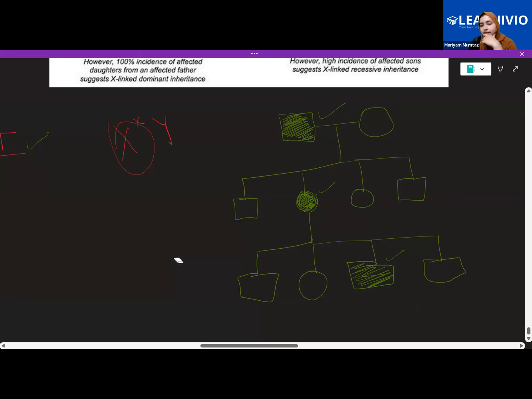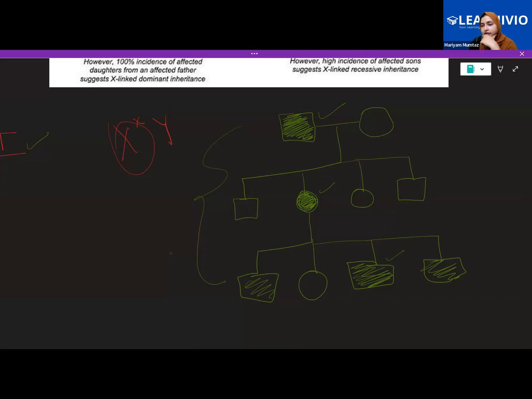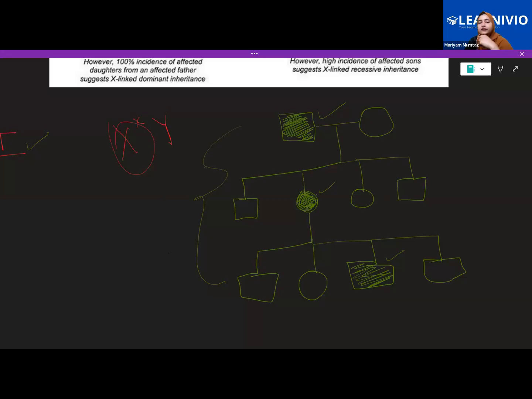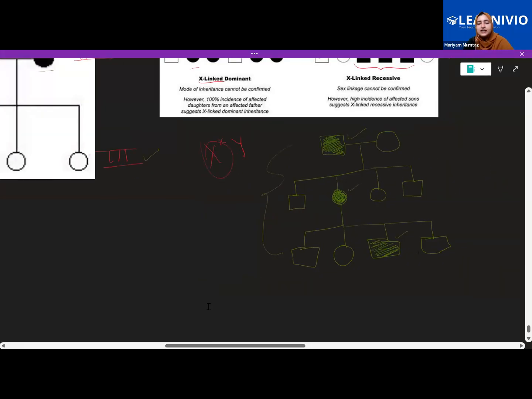Clear? Either you will check this crisscross inheritance, or you will check whether all the males are affected, then also it would be X-linked. Both the cases. Okay? Any doubts? No doubts. All right. Now tell me, students, which chapter shall I start next for you people?